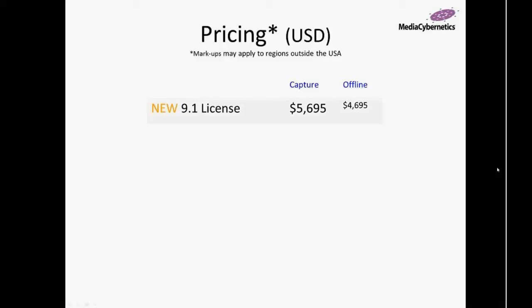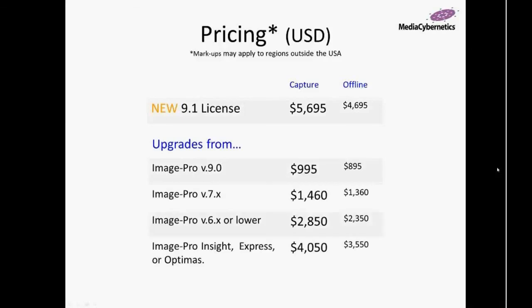What you're going to see for the brand new ImagePro 9.1 licenses is that we haven't changed the price from our older versions. You're looking at $5,695 for the capture versions, $1,000 less for our offline versions as well. And these are brand new licenses. If you'd like to upgrade from any of our previous products, we have those available as well. $995 for ImagePro version 9, version 7 at $1,460. ImagePro 6 and lower is going to be $2,850, and then even our customers using Insight, Express, or Optimus are now able to get the price at $4,050.